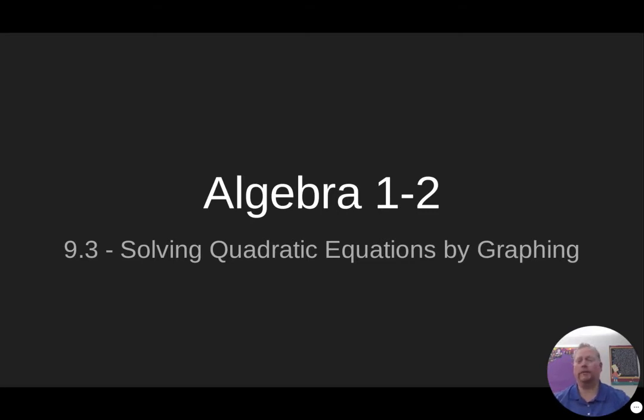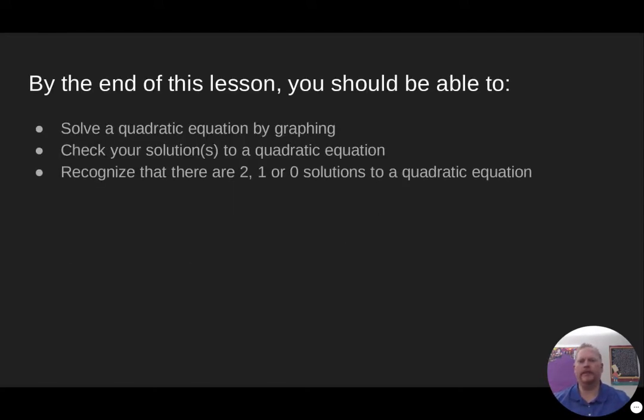So we start off this chapter talking about graphing quadratic functions. Today we're going to bridge the gap between graphing quadratics and solving quadratics. By the end of this lesson, you should be able to solve quadratic functions by graphing. You should be able to double check your answers to a quadratic equation. And you should be able to recognize that there's 2, 1, or possibly 0 solutions to a given quadratic equation.